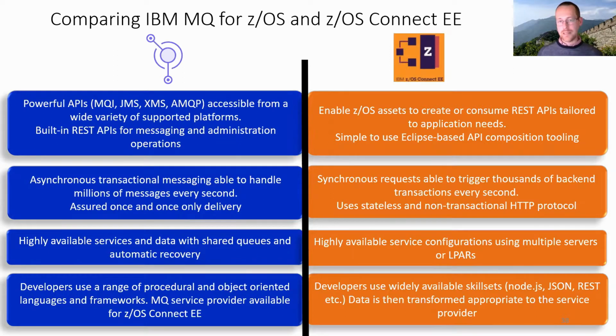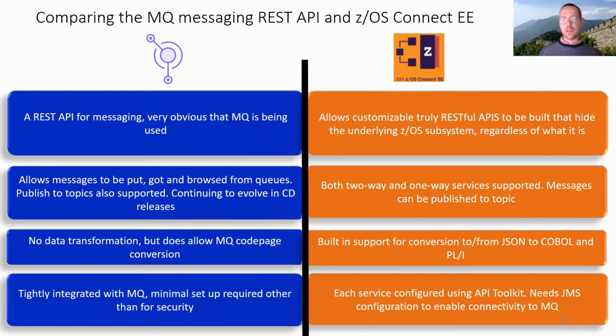There's just one more point and then I'll stop. If we look at the messaging REST API for MQ compared to the z/OS Connect MQ support, the messaging API for MQ is a messaging API. It is obvious you're dealing with MQ. You need to understand that you're dealing with MQ, and which queues you're dealing with. z/OS Connect hides that from the core. It just exposes a REST API and it's not apparently using MQ at all. So that's the main distinguishing point between them.